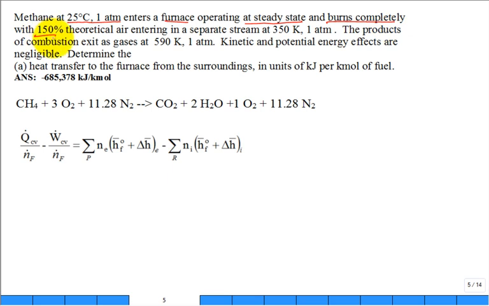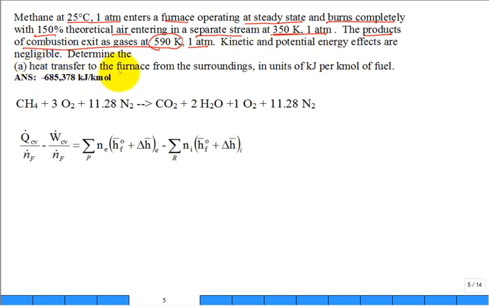You have 150% theoretical air, a little excess air, 50% excess air, and the air comes in a separate stream at 350 Kelvin and 1 atm. That's a little different because 350 Kelvin is a little warm compared to 298. We're going to need to take that into consideration in our energy balance. It comes in a little warmer, the air does. The products of the combustion exit at 590 K. They come out pretty warm. And at 1 atm, kinetic and potential energy effects are negligible.